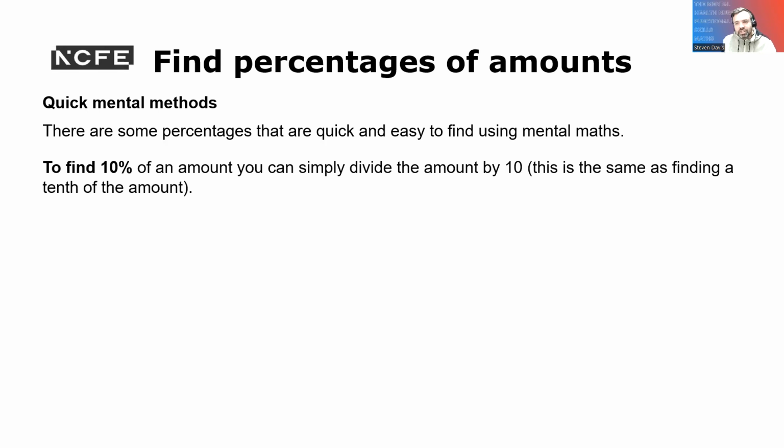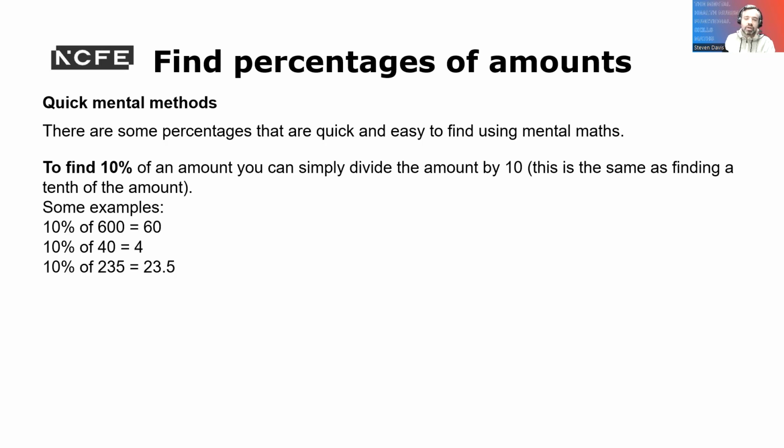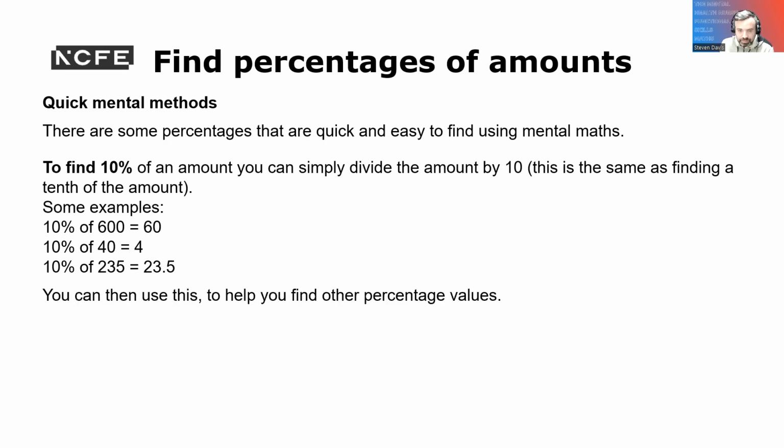So, find percentages of an amount. Quick mental method. Here are some percentages that are quick and easy to find using mental maths. To find 10% of an amount, you can simply divide the amount by 10. This is the same as finding tenths of an amount. So for example, 10% of 600, drop the 0, it's 60. 10% of 40, drop the 0, it's 4. And 10% of 235 is 23.5, just dividing that by 10. Very, very quick, very simple in the head.